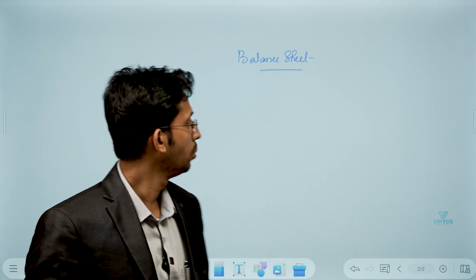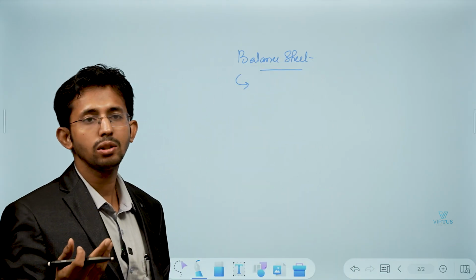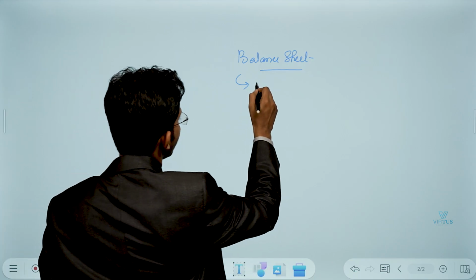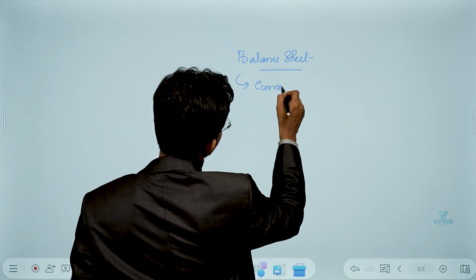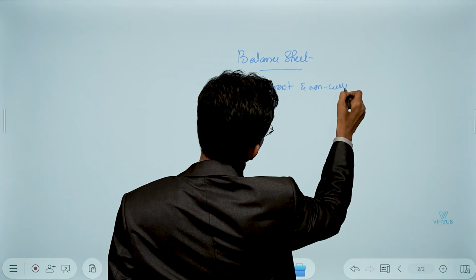IND AS talks about very few things only about the balance sheet. They say that you will have to present the items in the balance sheet according to their current or non-current nature. So present current and non-current items separately.